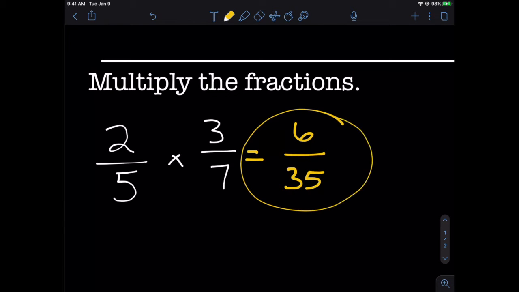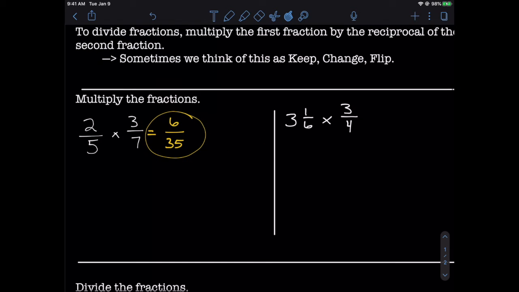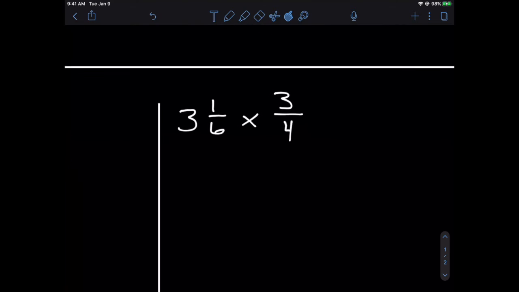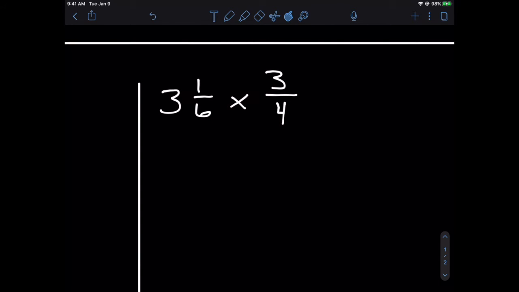Real simple. Let's take a look at a more complicated one. Next example, we got 3 and 1/6 times 3/4. Now, we're going to have a little bit of a problem with the mixed number. We can't have mixed numbers. We got to turn them into improper fractions. So we take our 3, times it by 6, and add that to the 1 right here. 3 times 6 is 18, plus 1 is 19. Keep the denominator the same, and then we times it by our 3/4.